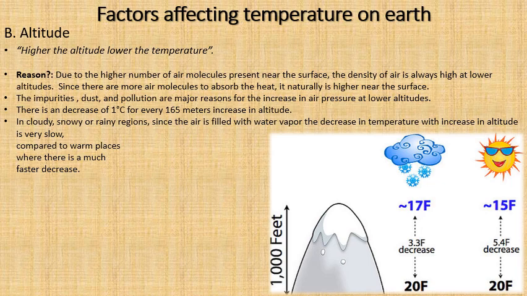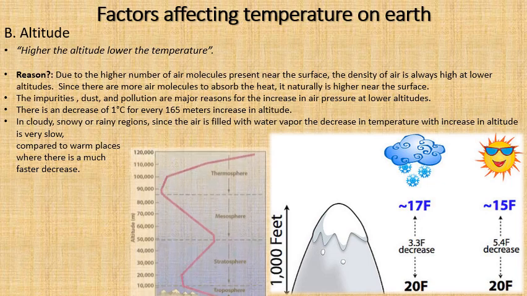In a cloudy, snowy or rainy region, air is filled with a lot of water vapor, and the water vapor will naturally decrease the temperature because water absorbs more heat and doesn't allow the air molecules to get warmed up. So the change in temperature when the altitude is increasing is very low. Compared to warm places where there are no clouds, no humidity, no rain, or any region where it is totally sunny, there is zero water vapor, the air is very dry, so it can easily be heated up and temperature easily reduces when you go above.